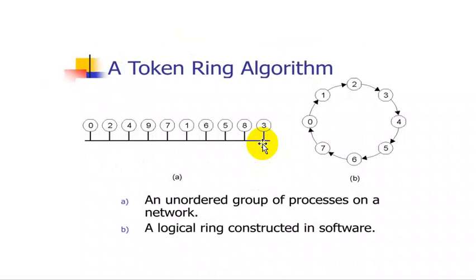So finally, the token ring algorithm. Here, an unordered network is arranged into a logical software ring where a single token passes around. As seen in this slide, there is no single coordinator, and if a process crashes, the token simply bypasses it to the neighbor. However, losing the token requires complex regeneration, and detecting a crashed token versus a slow process can be tricky. So that's all. Thank you.